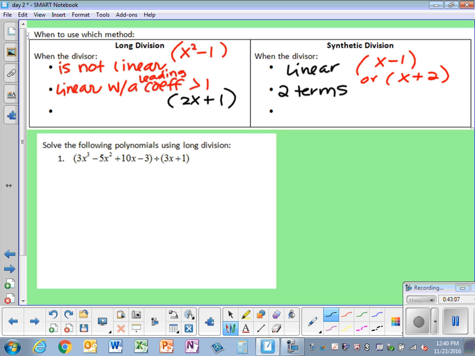What is an example of 2 terms? 2 terms like x minus 1, x plus 2. What do you mean by linear? Linear means the biggest exponent that you have is 1. It can't ever be x to the something power. So 2 terms. Long division, if your divisor is more than 2 terms.